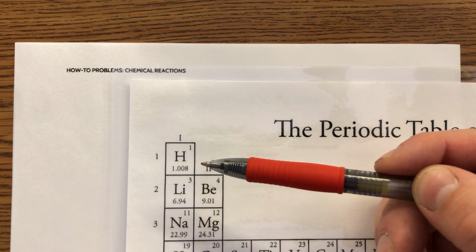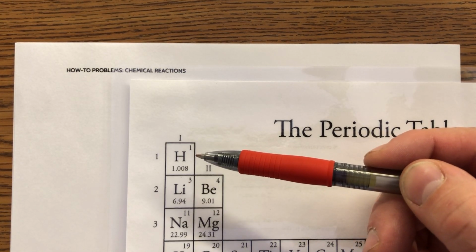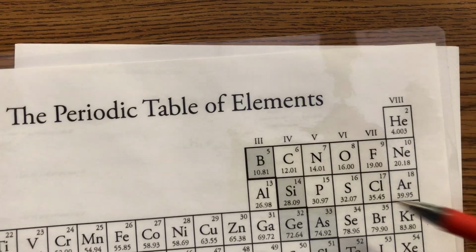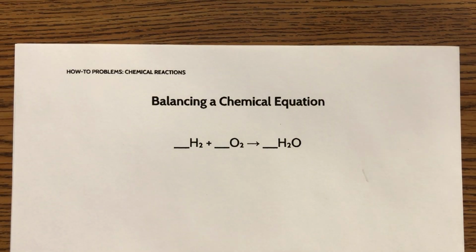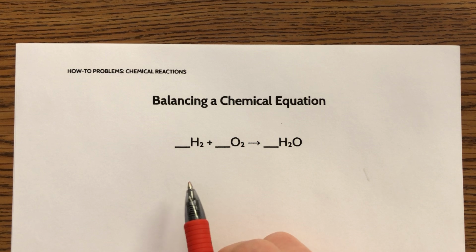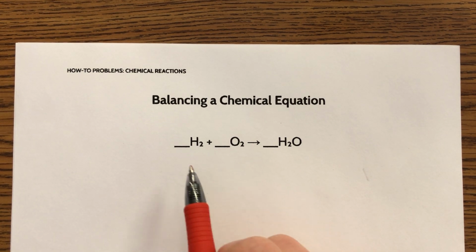The other exception to this rule in the corner is hydrogen. Hydrogen's also part of the diatomic crew. So these corner atoms here are going to be our diatomic atoms. Now, hydrogen and oxygen are by themselves, so they're going to be diatomic. When we're balancing equations, we're going to piece together what we're missing.